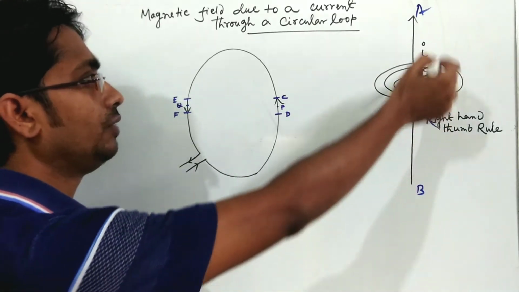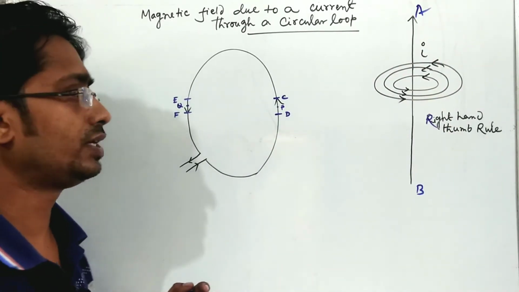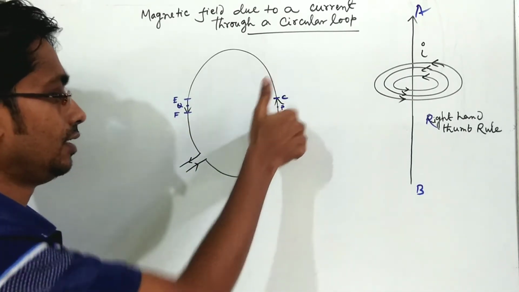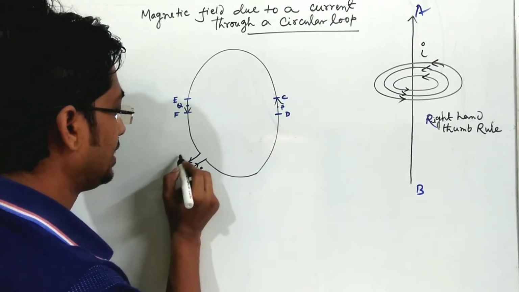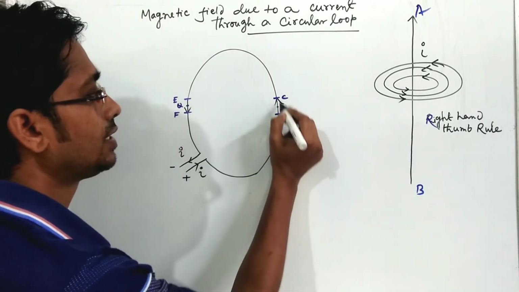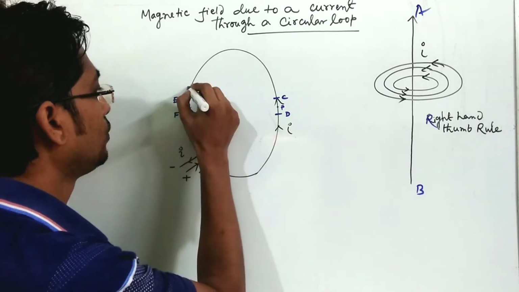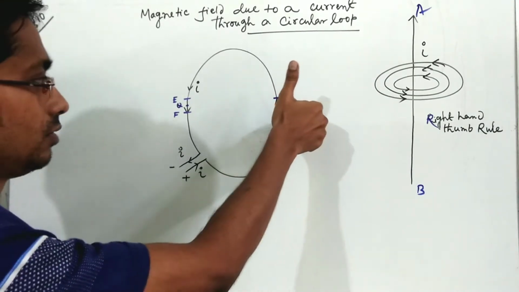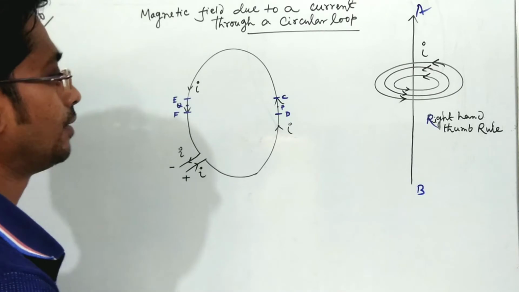Now if we have the knowledge of the magnetic field due to a straight current carrying conductor, then that formula we will apply here. So what is the current direction? The current is entering here and leaving there. So this is plus, this is minus, and the current direction will be like that. Now apply the right hand thumb rule, then you will get the nature of the magnetic field at the point.